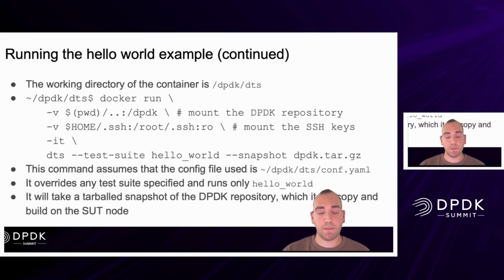We are, as earlier specified already, showing hello world. And then we also have a snapshot. So here we provide basically just a tarball of the repository in its current state, like git archive, and this file needs to be placed in the same folder as the DTS folder in this case, because it's the mounted volume.